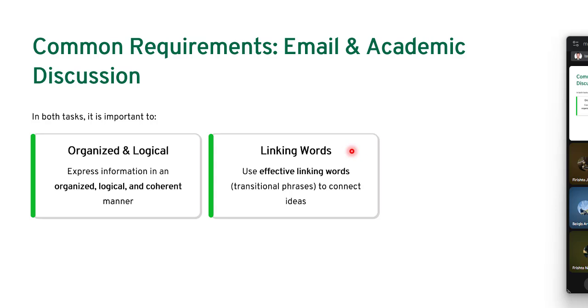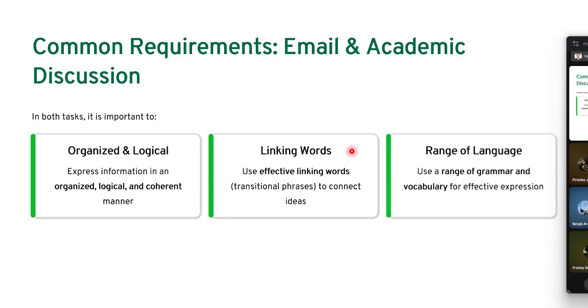Second is linking words. When we write our email or the response to an academic discussion, the second thing it tests is our ability to use linking words, transitional words and phrases that can help us connect the ideas effectively. So that's the second thing.